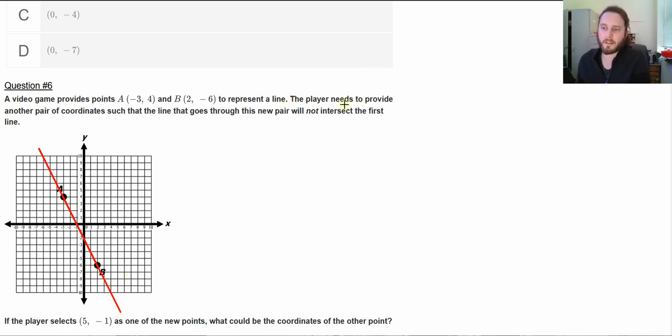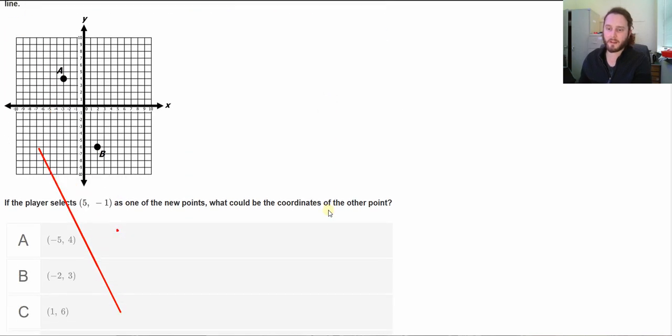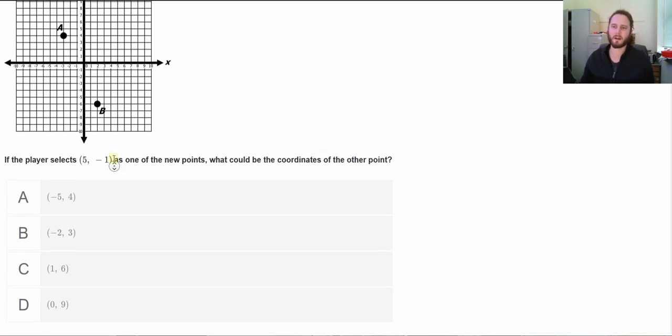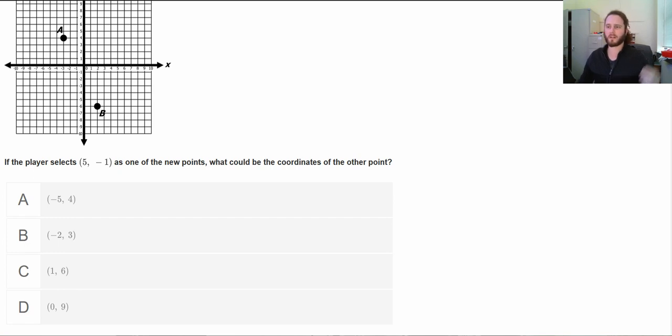The player needs to provide another pair of points that will not intersect it. And it says that a player selects 5, -1 as the new point. So 5, -1 is located right here. There's 5, -1. So let me scroll down a bit. So it's asking which of these points would work. So I'm actually going to have to go ahead and clear this. But what I want you to do while I'm setting up this problem, pause this and see if you can identify which of these coordinates would work, meaning these lines would never cross.